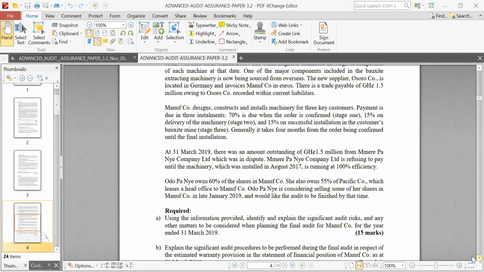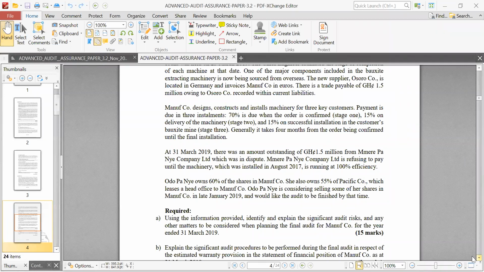At 31st March 2019, there was an amount outstanding of 1.5 million Ghana cedis from Mrepanye Company Limited, which was in dispute. Mrepanye Company Limited is refusing to pay until the machinery, which was installed in August 2017, is running at 100% efficiency.